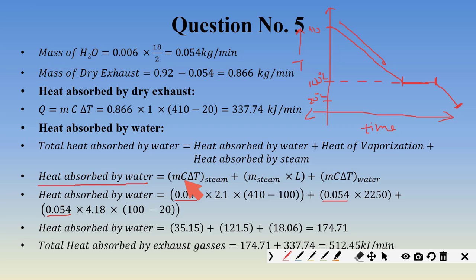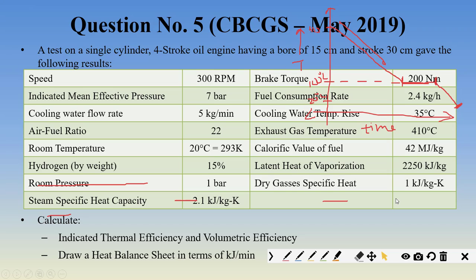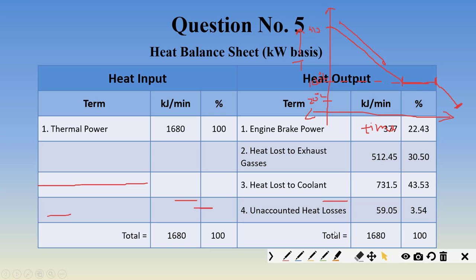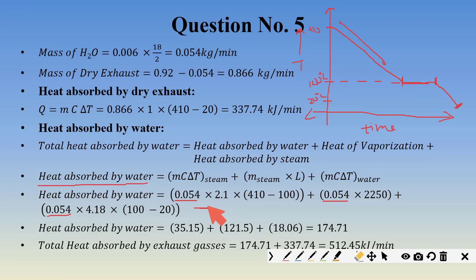What is specific heat capacity of steam? They have given us the specific heat capacity of steam, 2.1 kilojoule per kg Kelvin. So substituting that value 2.1 over here, and delta T of steam. Steam is going from what? Steam is going from the exhaust gas temperature to 100 degrees Celsius. So 410 minus 100.